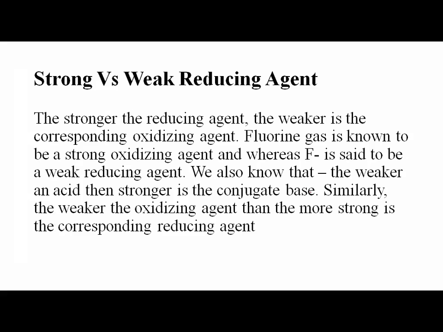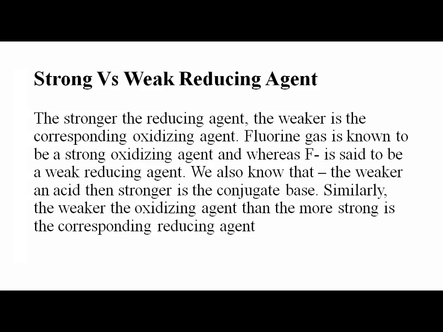Now, strong versus weak reducing agents. The stronger the reducing agent, the weaker is the corresponding oxidizing agent. Fluorine gas is known to be a stronger oxidizing agent, whereas F minus is said to be a weaker reducing agent. So when fluorine becomes F minus, the fluoride ion, we call it a weak reducing agent.